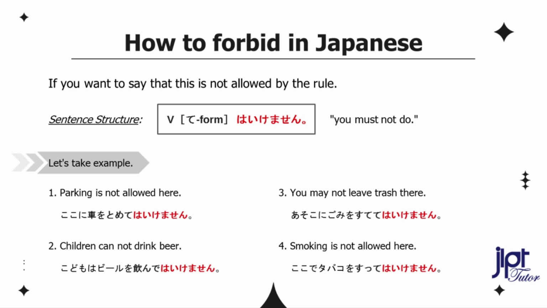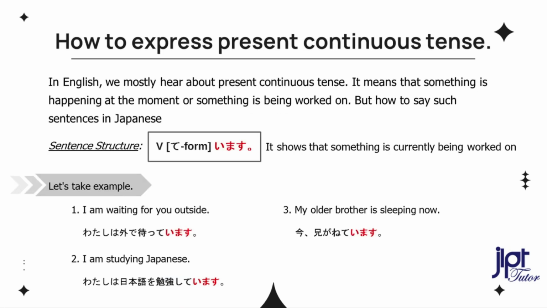How to express something that is currently being worked on in Japanese. In English, we mostly hear about the present continuous tense. It means that something is happening at the moment, or something is being worked on. But how to say such sentences in Japanese? It shows that something is currently being worked on. Now, let's clear your minds with some examples.